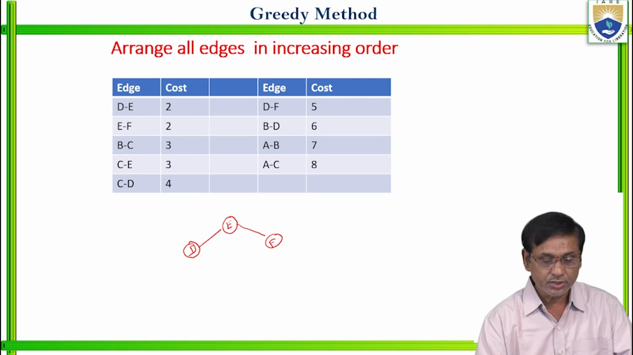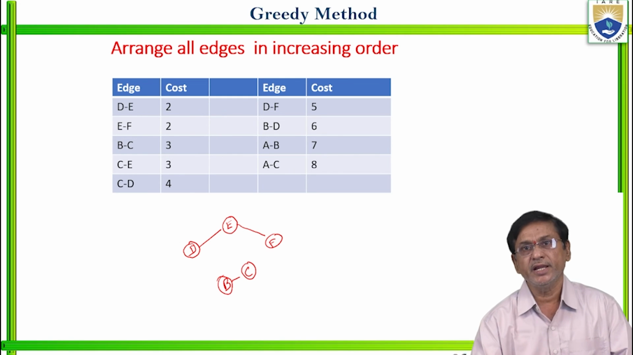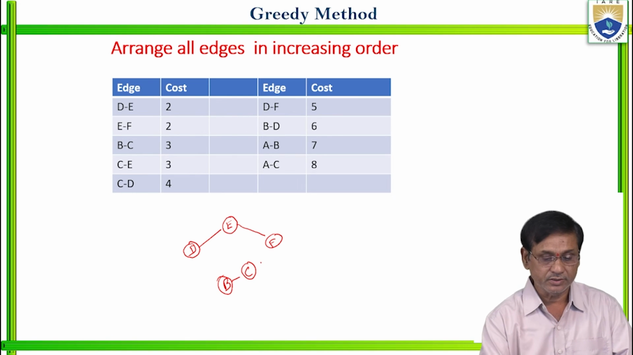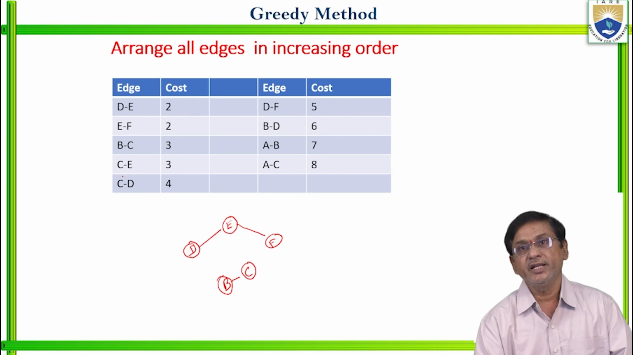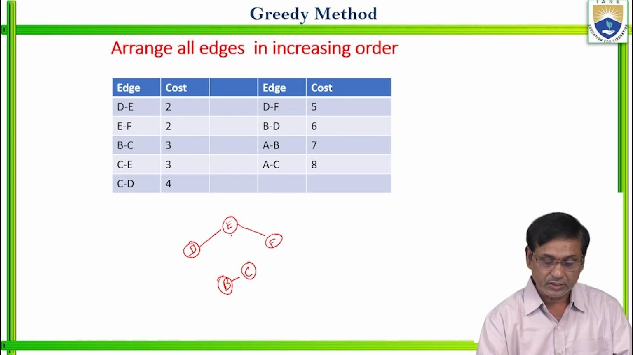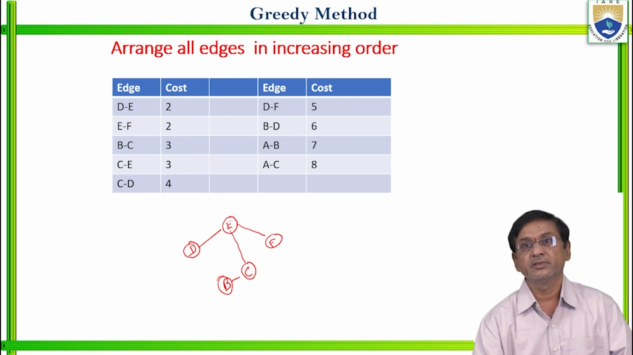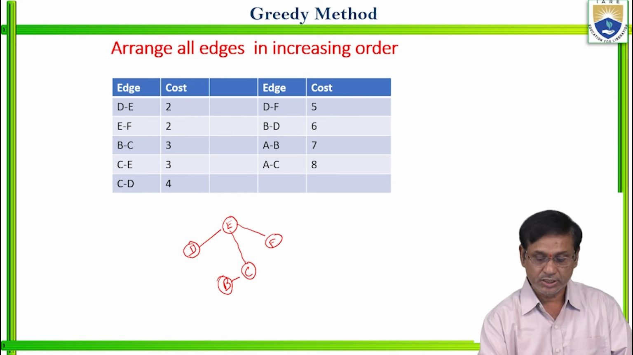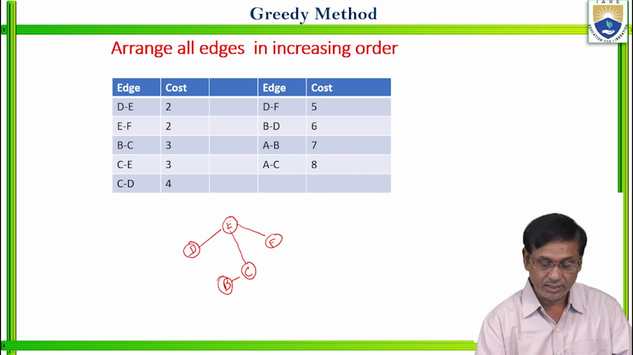Next, BC. You select the edge BC because the next lowest edge is BC. B and C are in different sets. So draw a solid line between B and C. Next, C and E. Now C and E are in different sets, so you can draw a line between C and E. C and E can be joined because no loop is forming and they are in different sets.